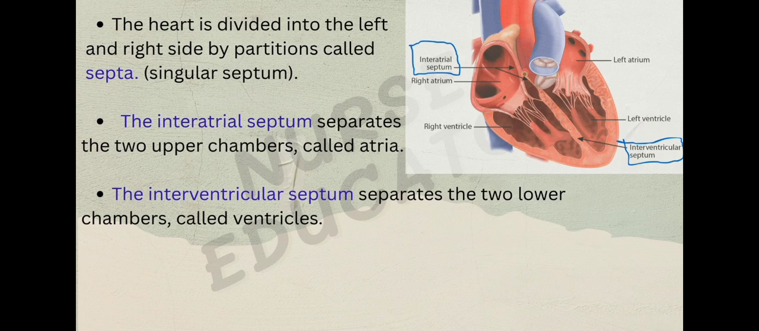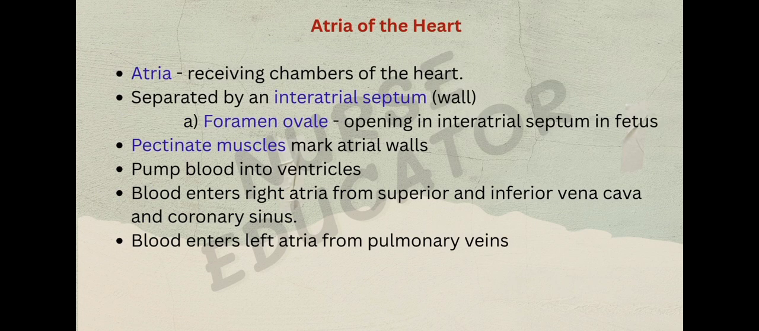You can see the picture. The atria of the heart are the receiving chambers of the heart. They are separated by the interatrial septum. The interatrial septum in the fetus is open, and it is called the foramen ovale. After the fetus is born, this interatrial septum is closed. The atria are marked by the pectinate muscles and pump blood into the ventricles.